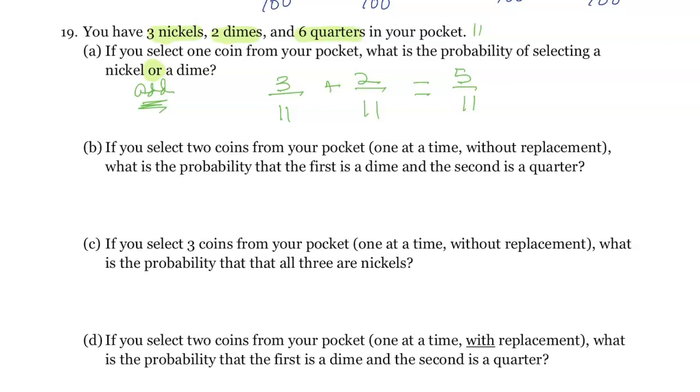Okay, moving on. Same type of problem. If you select 2 coins from your pocket, one at a time without replacement, what's the probability that the first is a dime? So first is a dime. So let's see, we have 11 coins, 2 out of 11. And the second is a quarter. Okay, multiplication, because we're doing and, right? And we have 6 quarters, but now, because we took a dime out and we didn't put it back, we only have 10 coins. So it looks like it's 12 out of 110.